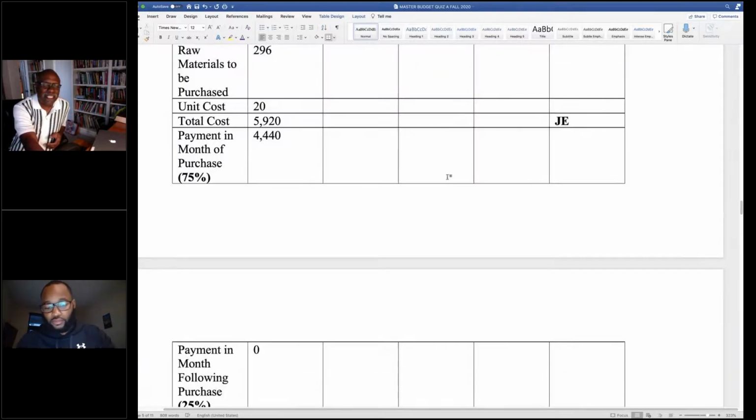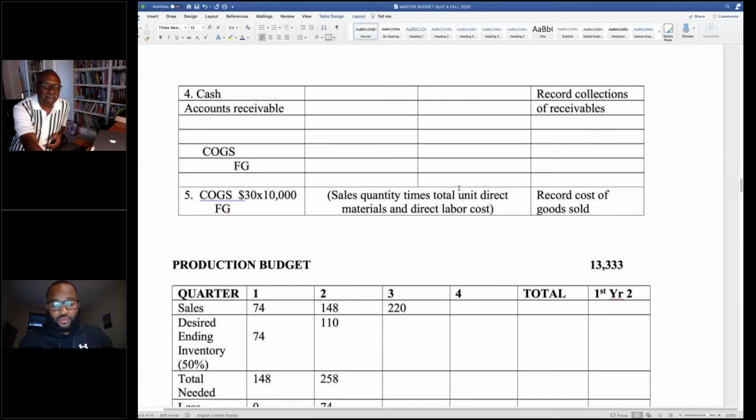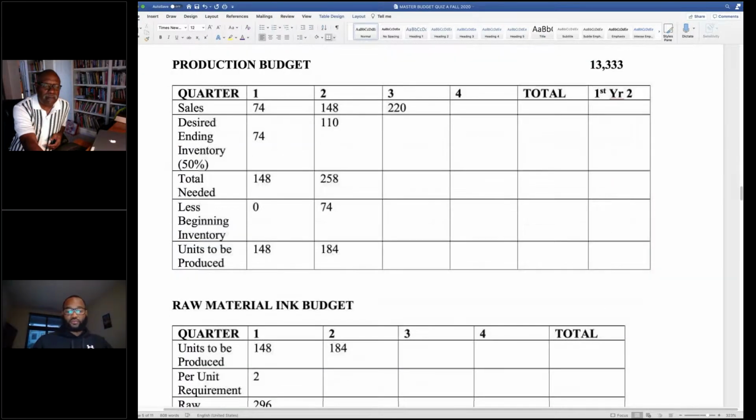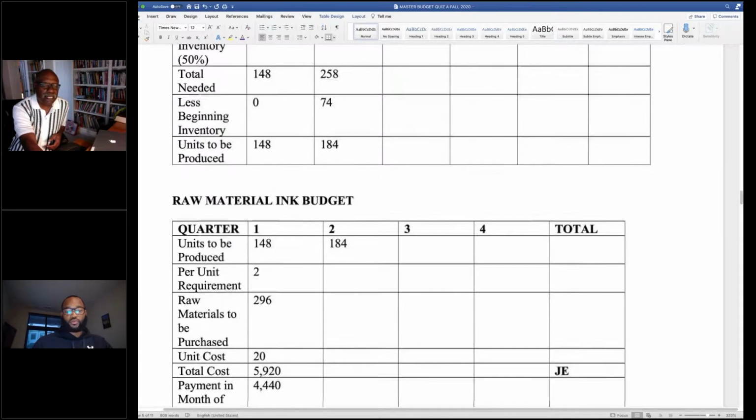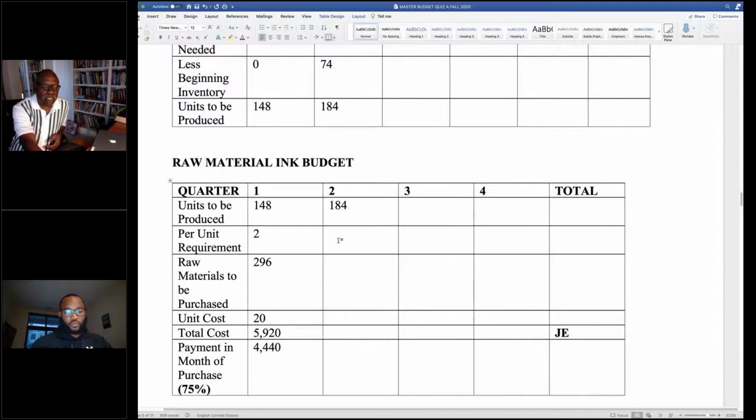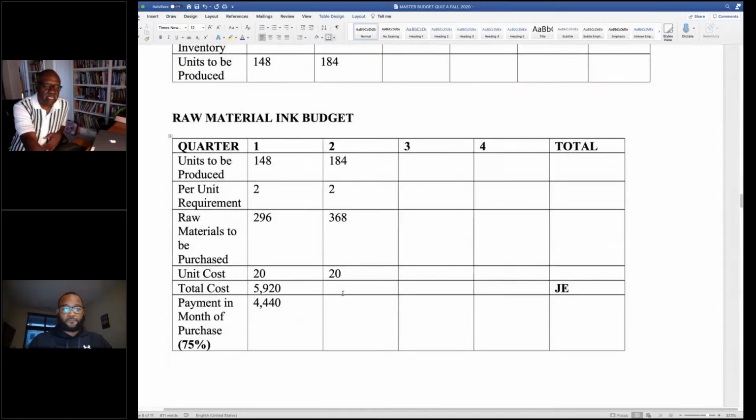Okay. So we said that we were making 184. The per unit requirement is 2. What's 2 times 184? 368. Unit cost stayed the same, 20. So what's 20 times 368? 7,360.